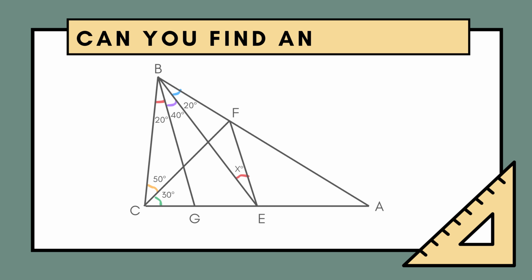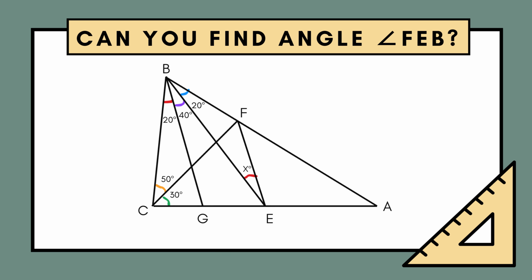Here's today's puzzle. You are given triangle ABC with points G and E on line AC and point F on line AB. The following angles are marked. Angle CBG is 20 degrees. Angle GBE is 40 degrees. Angle FBE is 20 degrees. Angle FCA is 30 degrees. And angle FCB is 50 degrees. Your task is to find angle FEB, which we will call X.